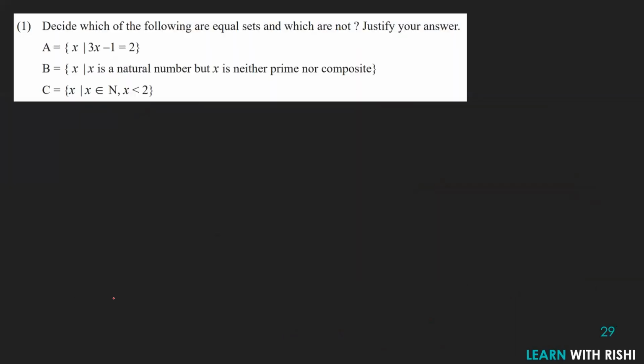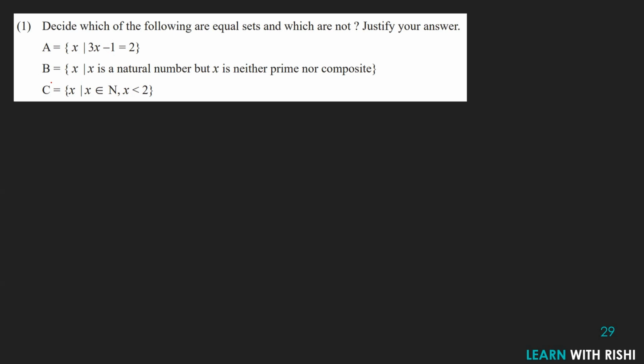So let us solve the practice set 1.2. This is your question number 1. Decide which of the following are equal sets and which are not. Justify your answer. Now there are 3 sets given, A, B, C. We have to decide which are equal sets and which are not equal sets. So first, before deciding, we'll write those sets in listing method or roster form so that we will come to know what elements are present in the set.